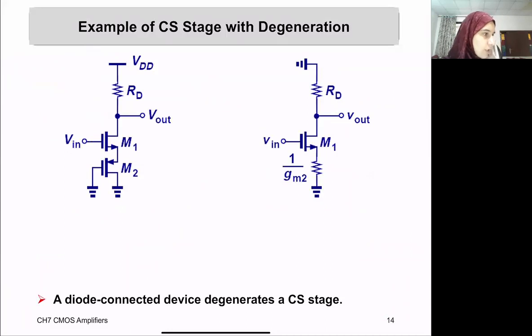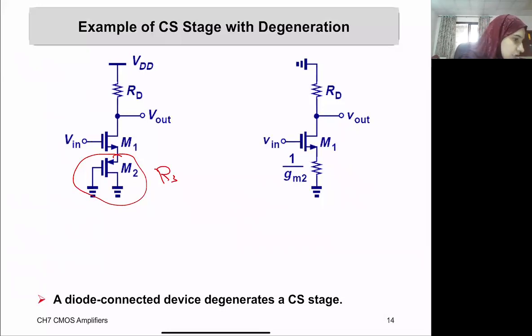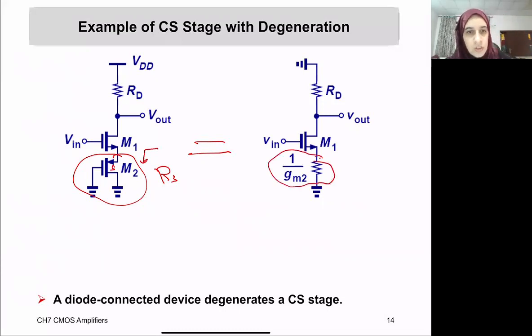Now, if we want to find the gain of this common source with degeneration, you can see that my load RD is still the same, but my source resistor RS has been replaced with this transistor, named M2. This is equal to having a resistor down here, because I am looking from the source side of M2, so I see an impedance of 1 over Gm2. So these are both equal to each other.